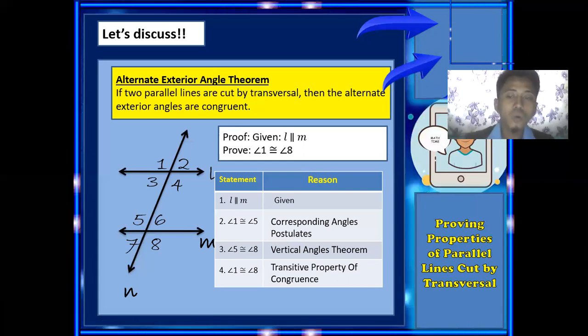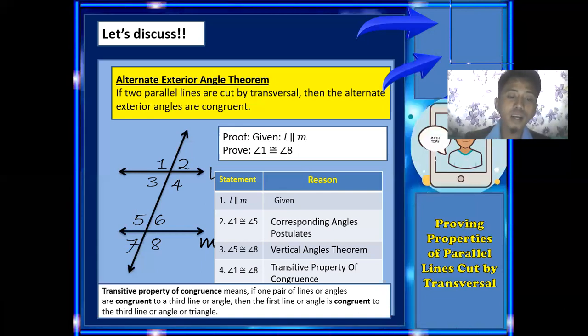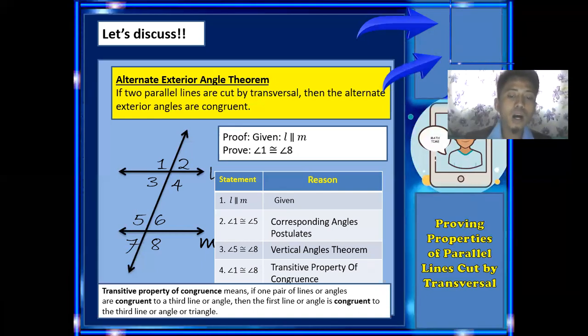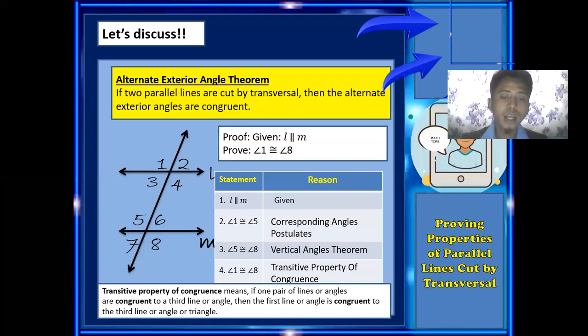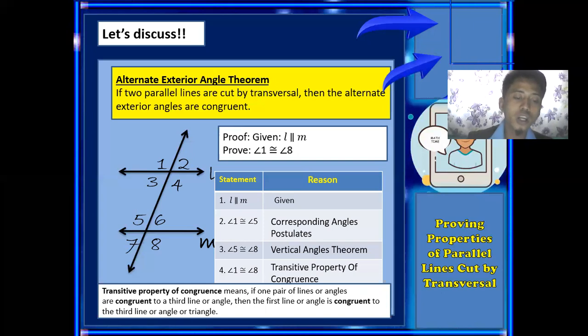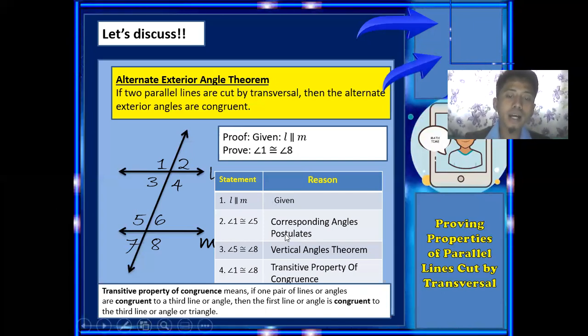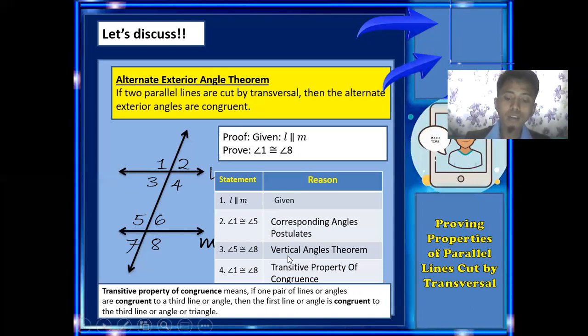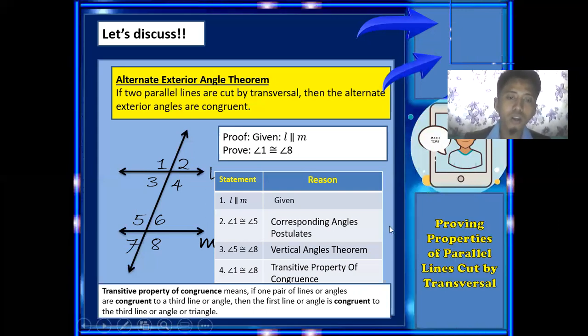We already have a lot of examples of this transitive property of congruence before. So what is this transitive property of congruence again? If one angle is congruent to a second angle, and the second angle is congruent to a third angle, then the first angle is congruent to the third angle. So we're already using corresponding angles and vertical angles to prove the congruency of two angles. Therefore, we can use the transitive property of congruence as a reason.